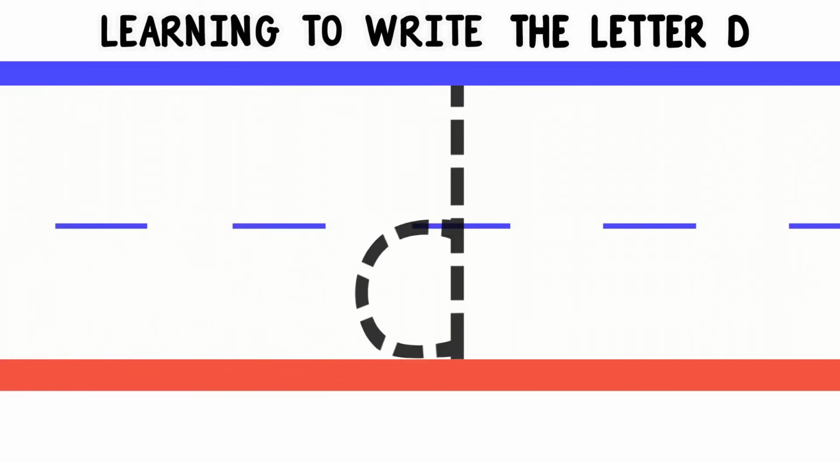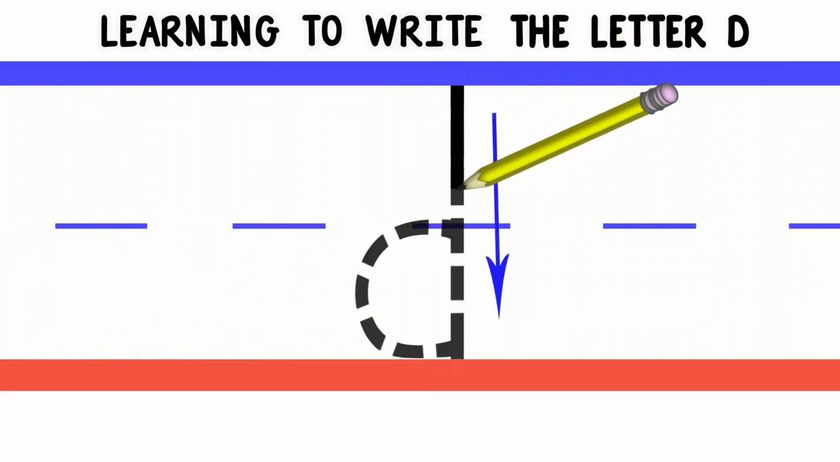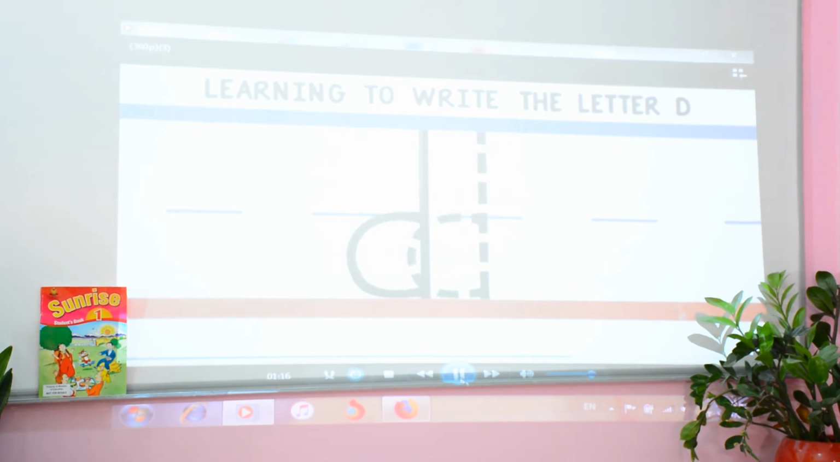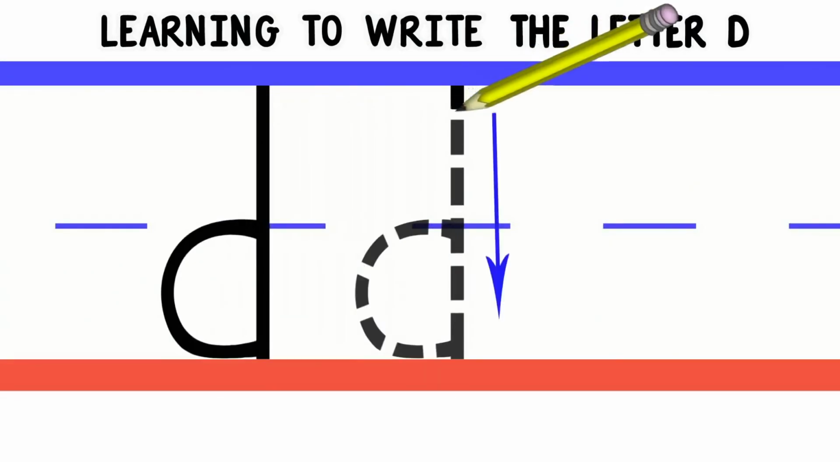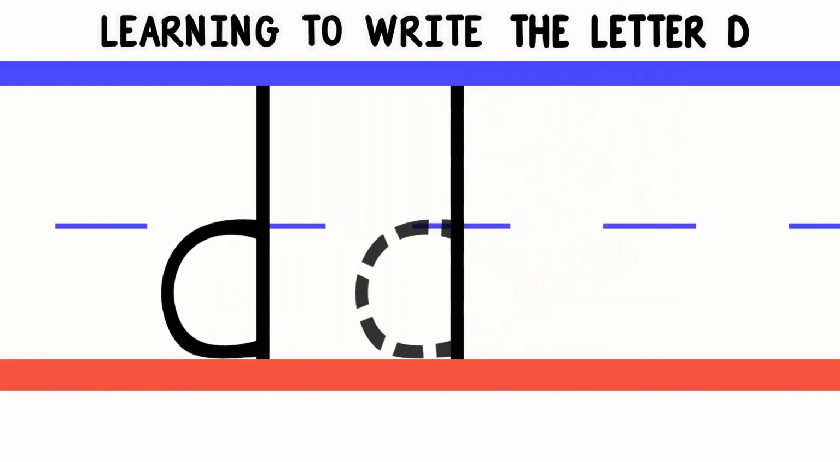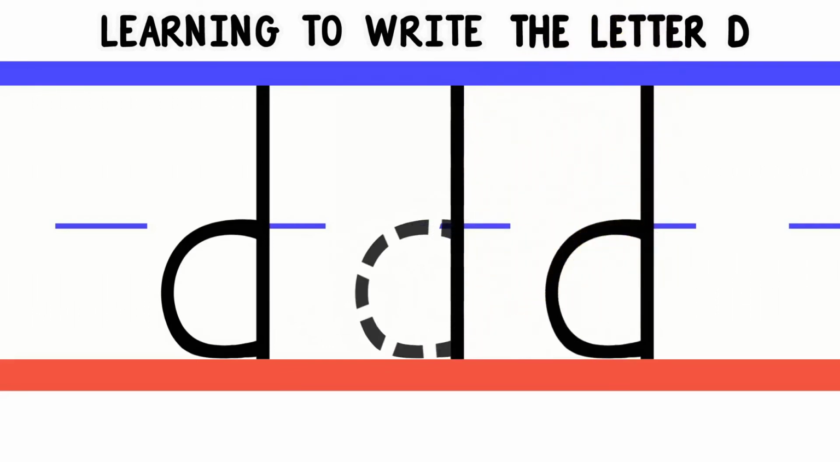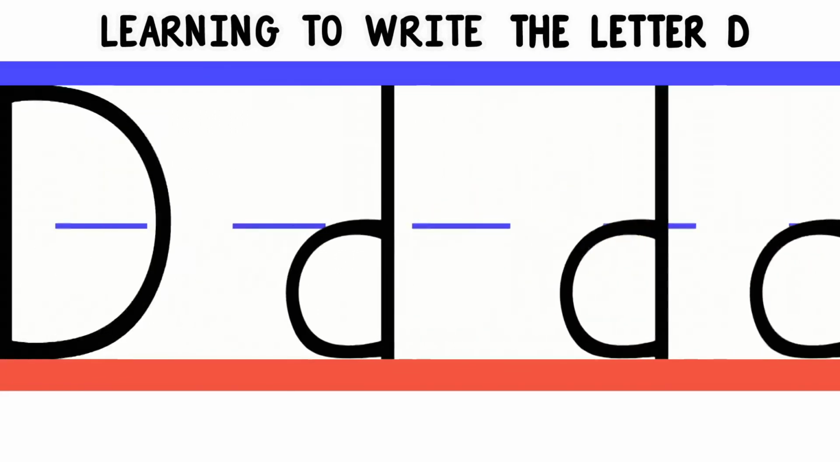To write lowercase d, we'll start at the top and do a straight line all the way down to the bottom. Then we'll go to the middle and do a curved line down to the bottom. Good job! Let's do that again. We'll start at the top and do a straight line all the way down to the bottom. Then we'll go to the middle and do a curved line all the way down to the bottom. Good job! Now you try. Good job! Now you know how to write the letter D.